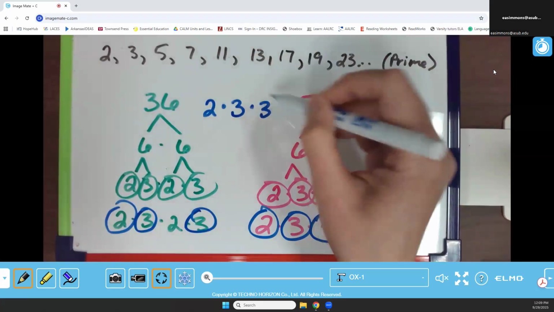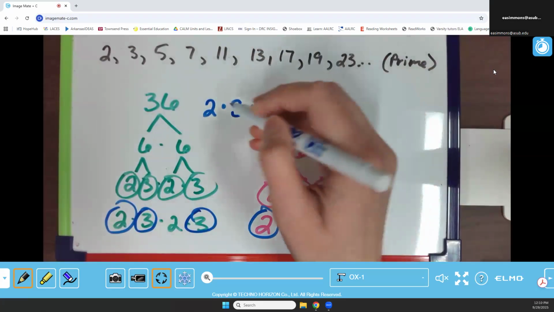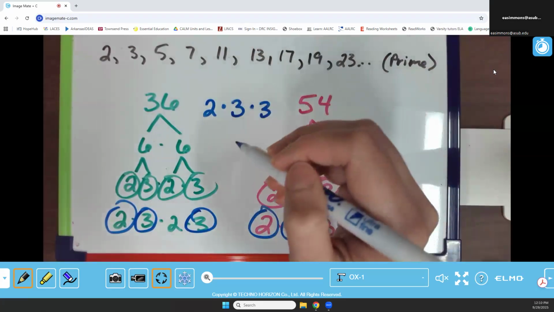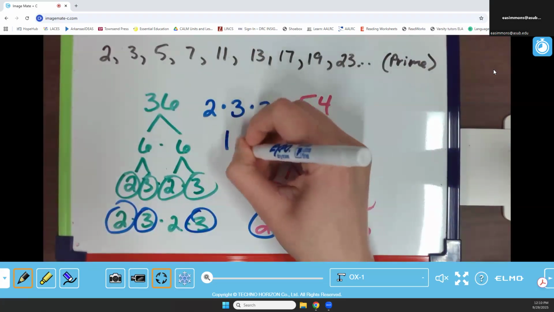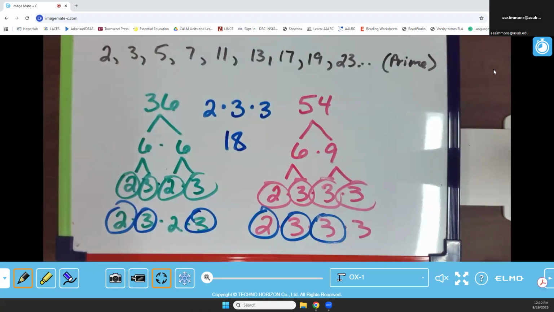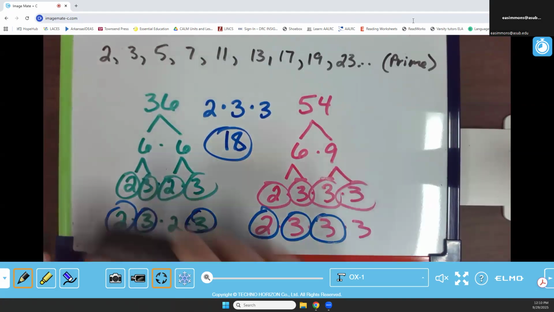To get the greatest common factor here, we're going to multiply this out. So we've got 2 times 3 times 3. 3 times 3 is 9, and 2 times 9 is 18. So our greatest common factor is 18. Let's do one more.